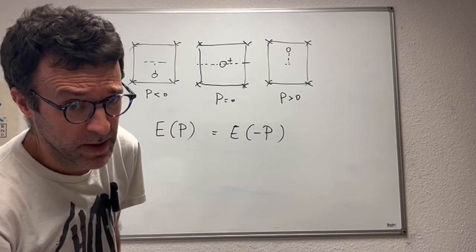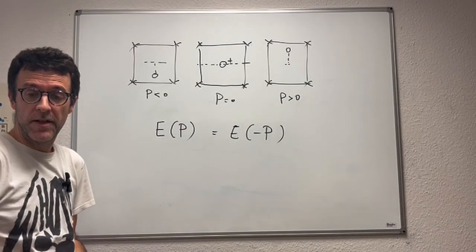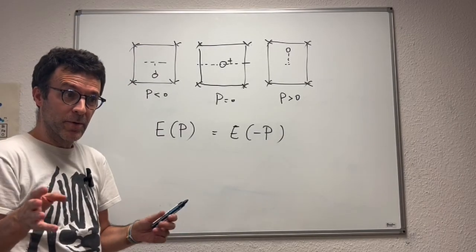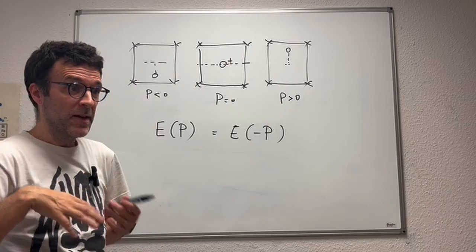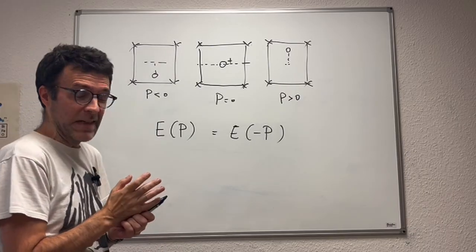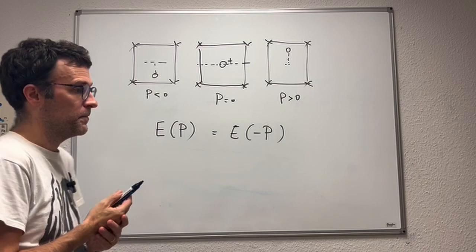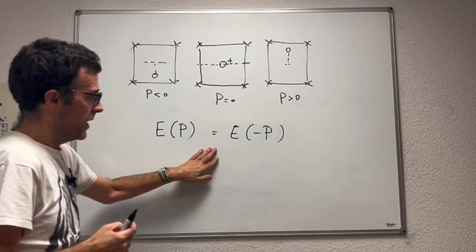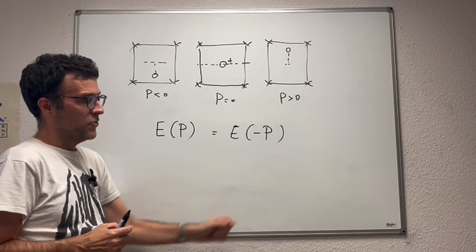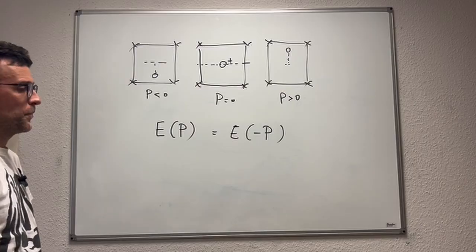In this very simple example, this seems trivial and very intuitive. In more complicated examples, the rule continues to apply, and then you can get less trivial conclusions out of it. Okay, so we know that this has to be an even function for the polarization.